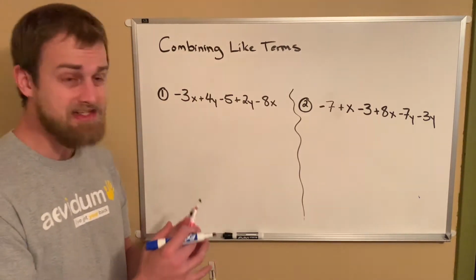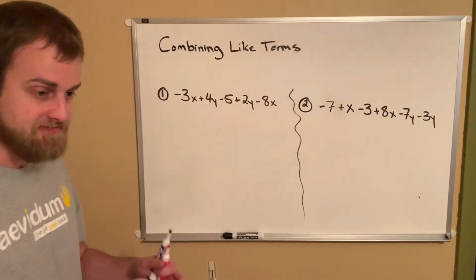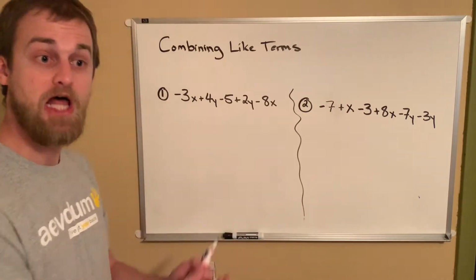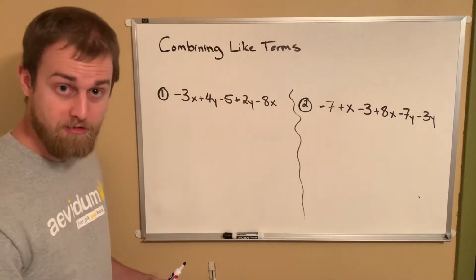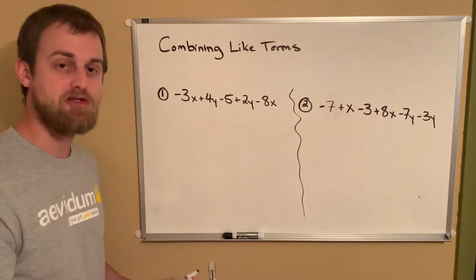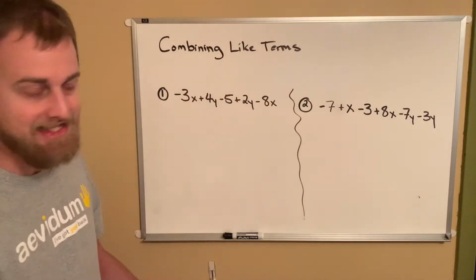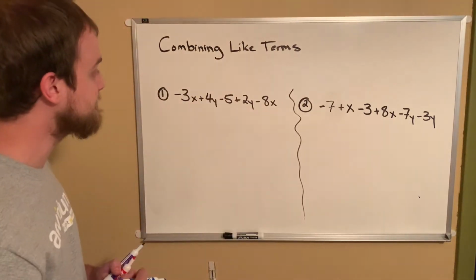And remember, combining like terms is where we look through an algebraic expression to find all of the things that are like, and then we combine those. Our goal is to simplify these two expressions as much as we can by using this strategy. You might also hear this called adding like terms. It's kind of the same idea.